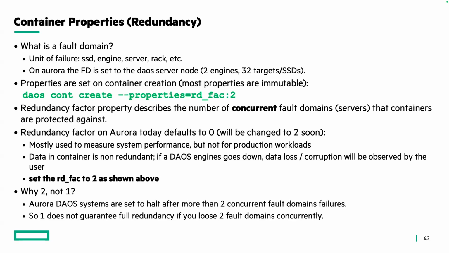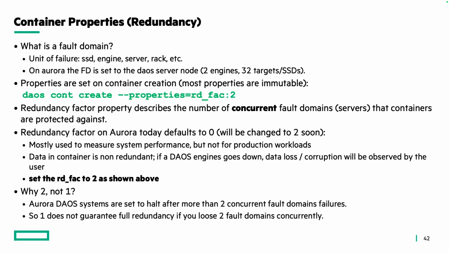So and why 2, not 1? Because DAOS systems today, DAOS user, DAOS perf, and all those systems that are there are set to halt after 2 concurrent failure domains. So if you set it to 1 and we lose 2 servers concurrently, rebuild will not be able to proceed and you will lose data.